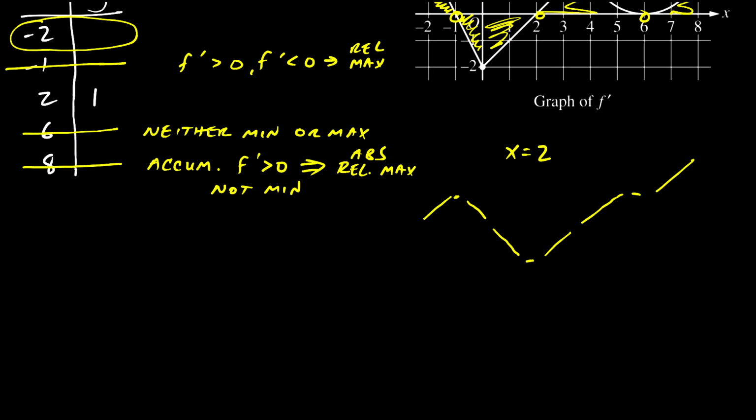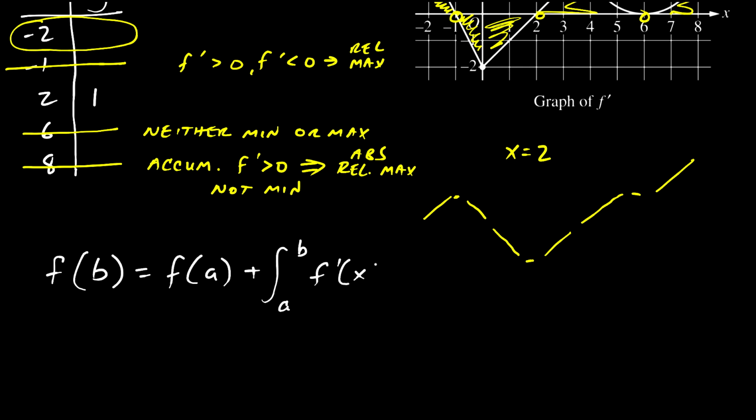So what we're going to look at is the fundamental theorem of calculus as an accumulator. That tells us that the value you're looking for equals the value you started at plus how much change you've accumulated over that interval. And we have to consider whether it's positive or negative.